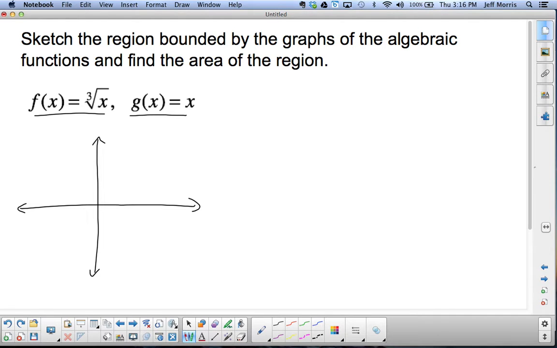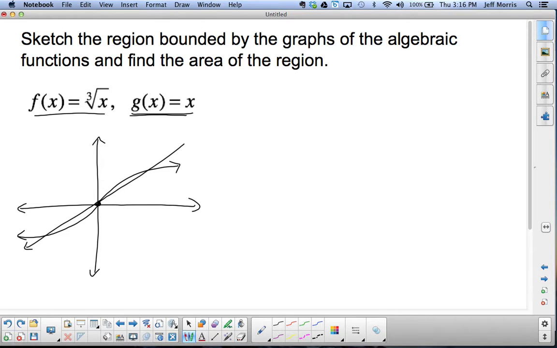The first one, the cube root of x, is a sideways discount curve. So I'm going to go ahead and sketch that. And then the next one is just a line with a slope of 1. I'm going to do a better line there. That's not the best line. That looks a little better.